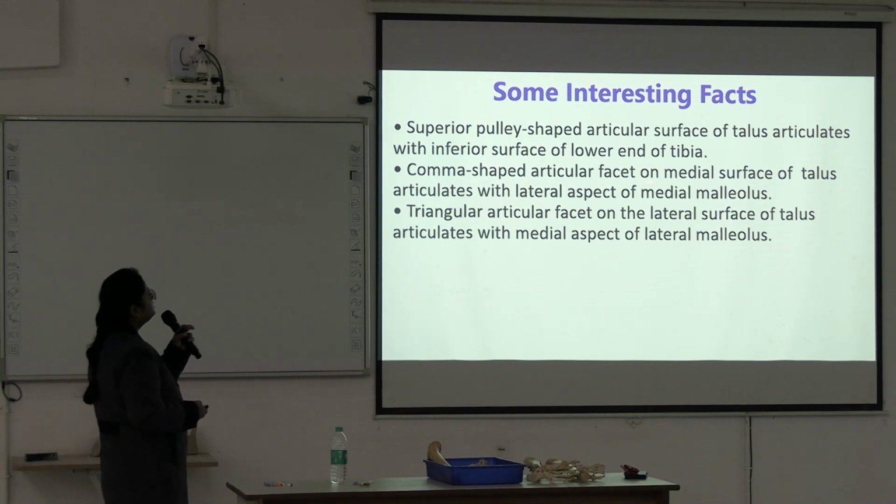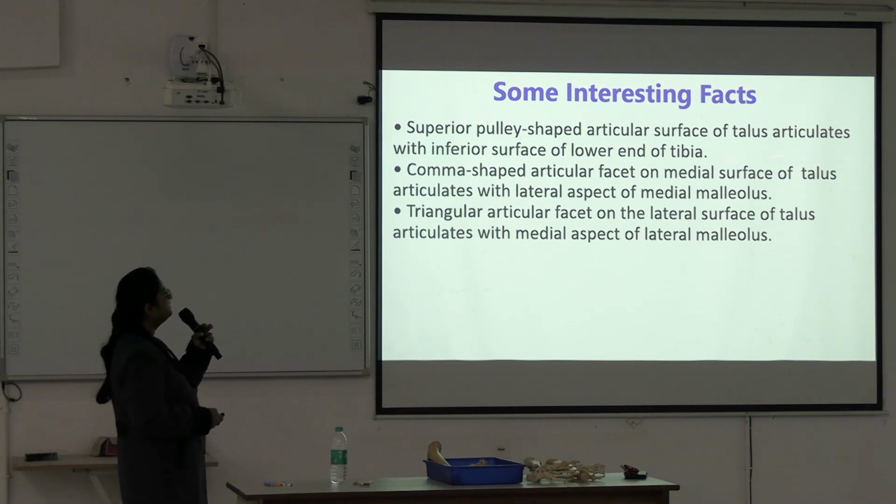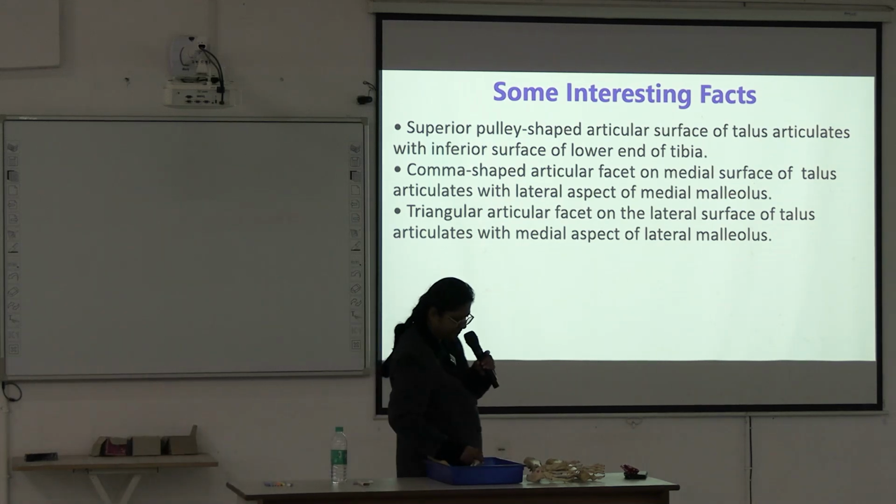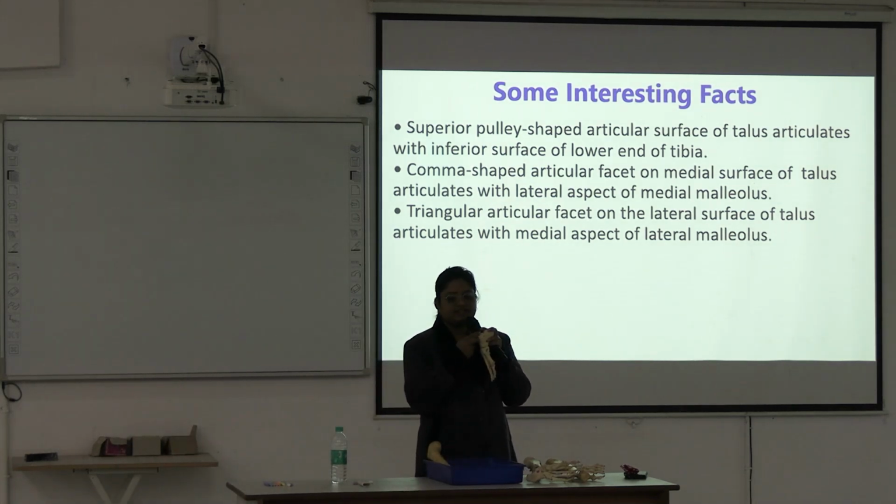So, the superior pulley-shaped articular surface of talus articulates with the inferior surface of the lower end of the tibia and the lateral malleolus of fibula. Comma-shaped articular facet on the medial surface of talus articulates with the lateral aspect of the medial malleolus. Here, on the medial side, there is a comma-shaped articular surface.